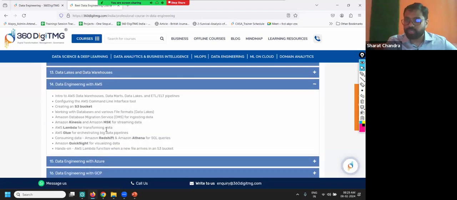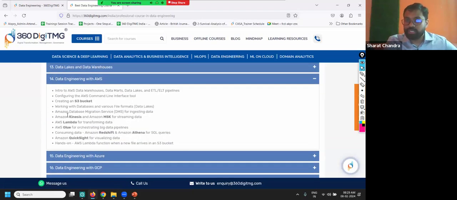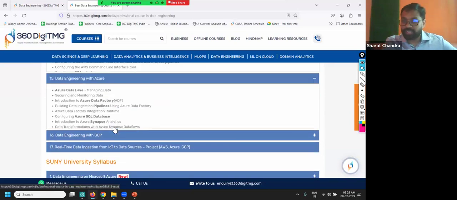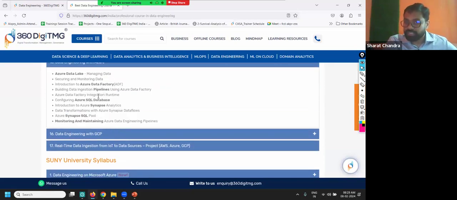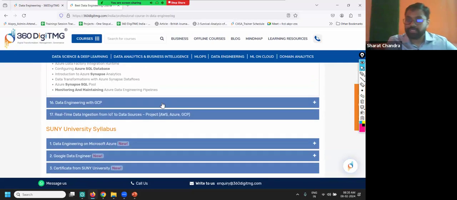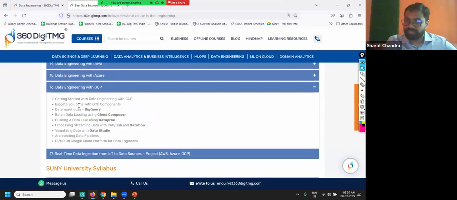So with AWS, what are we supposed to do? There are tools like Kinesis, Lambda, Glue, Redshift. For analytics purposes, we use QuickSight. Then on Azure, the same flow. The tool names are different, but we'll be talking about these tool implementations. Then in GCP also we have the same flow. And we're talking about these different software tools.